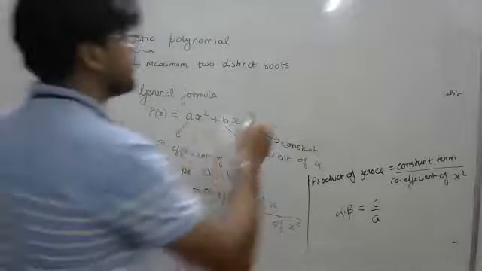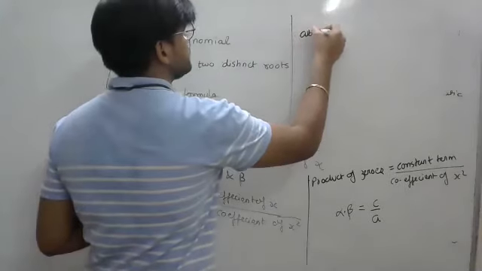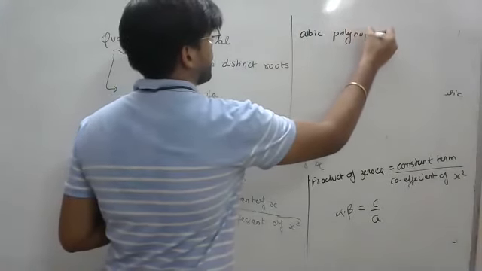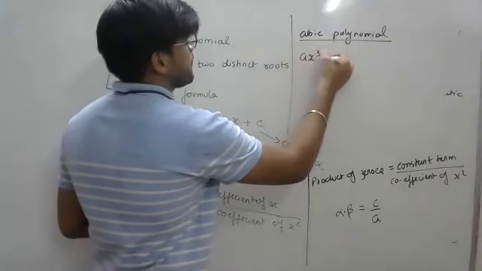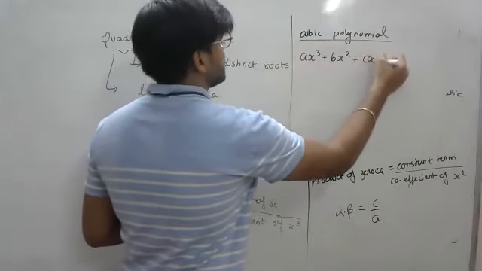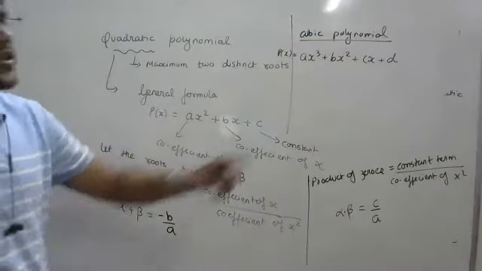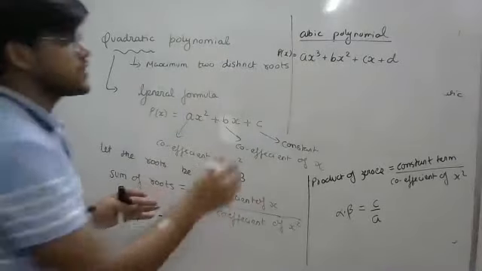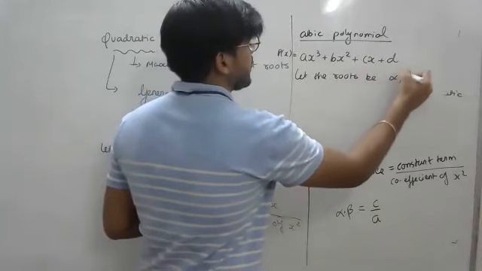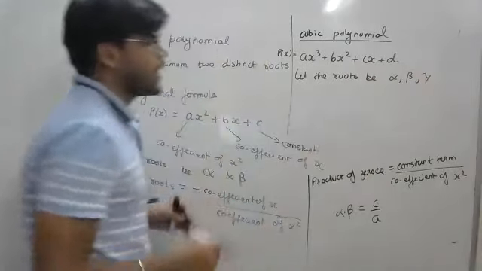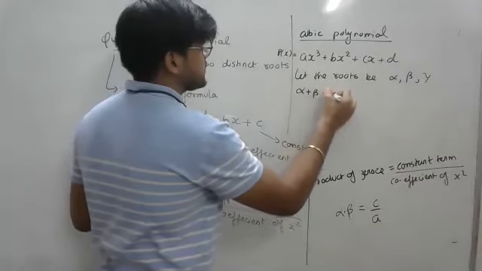If you are having a cubic, we'll just discuss it in short. If you are having a cubic polynomial, the general equation would be ax cubed plus bx squared plus cx plus d. Correct. And we will be considering three roots here, because a cubic can have a maximum of three distinct roots. So let the roots be alpha, beta, gamma. The first two relationships are easy. Alpha plus beta plus gamma.